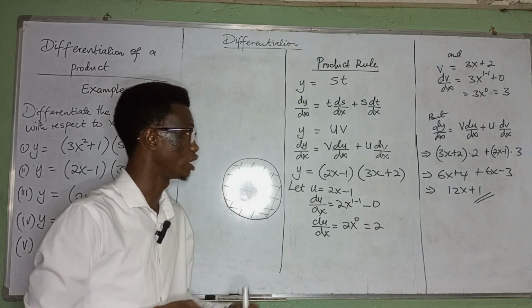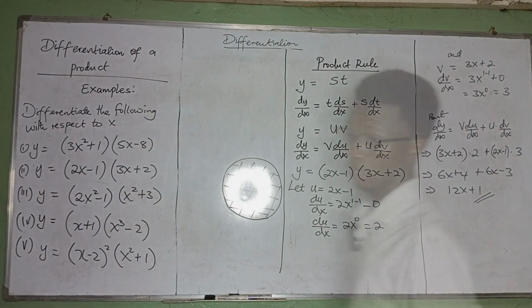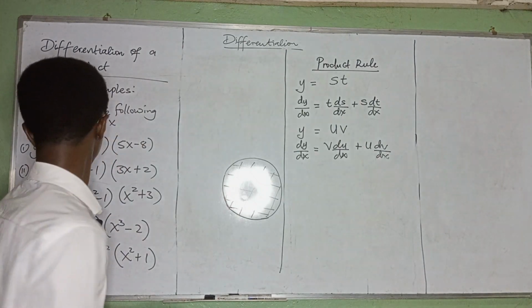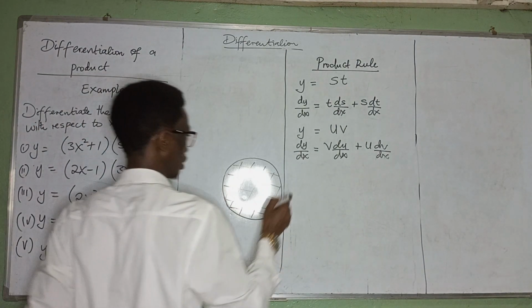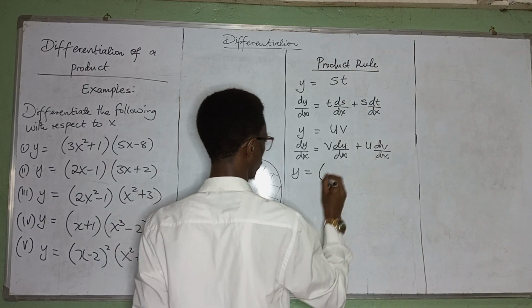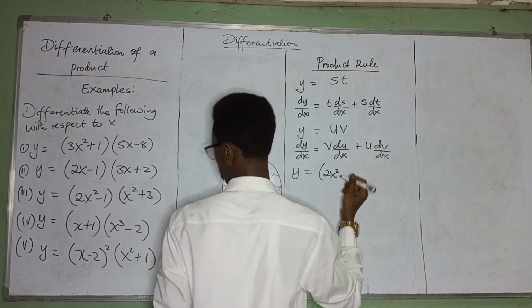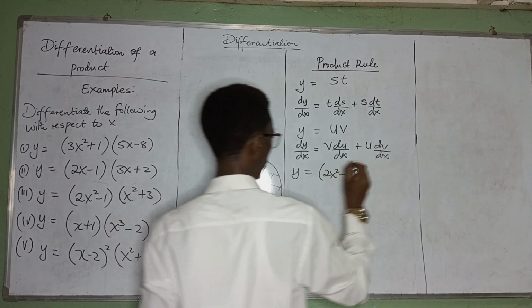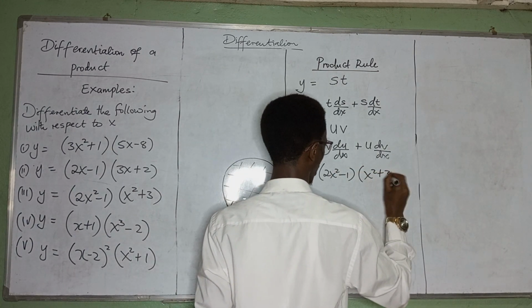Okay, so let's look at the next question. Number 3 says y equals 2x squared minus 1, brackets open, x squared plus 3.